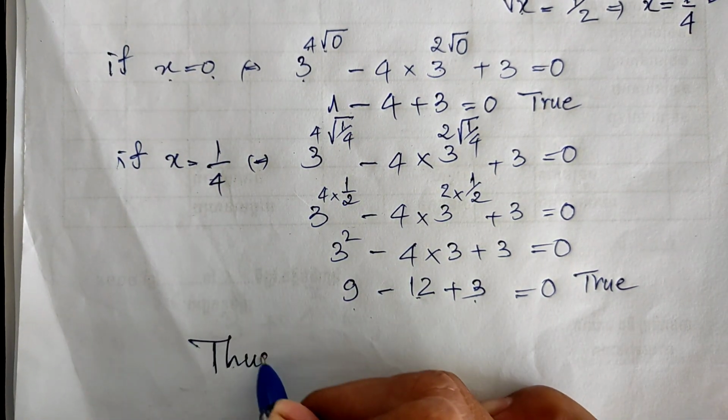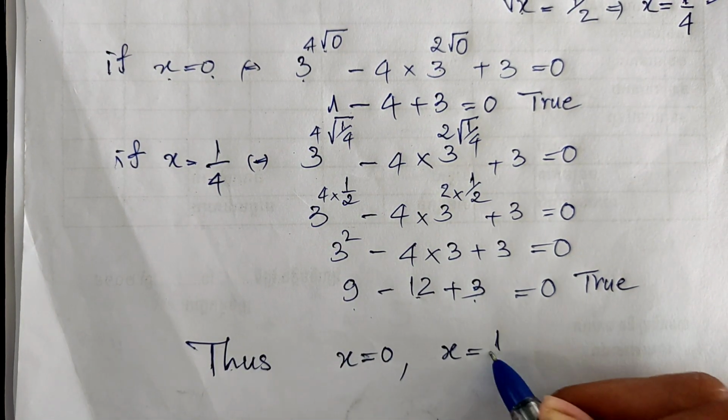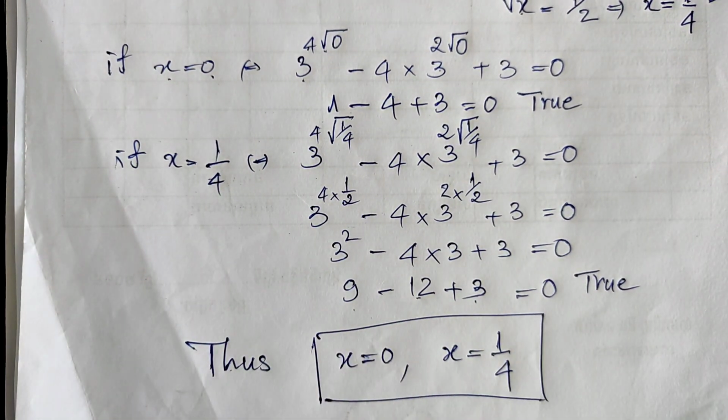Thus h equals 0 and h equals 1 divided by 4 is our solution.